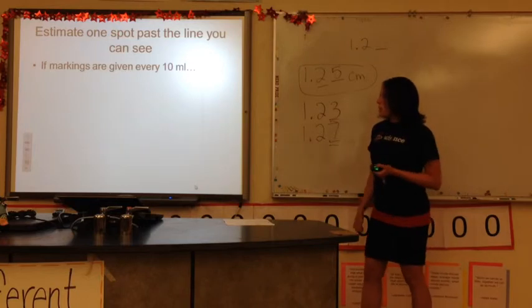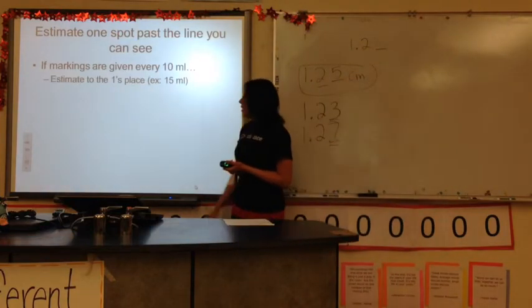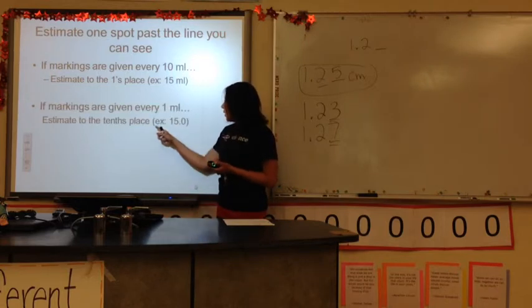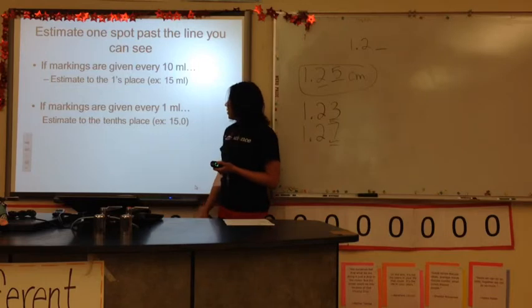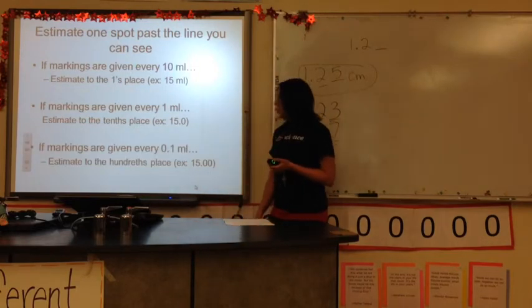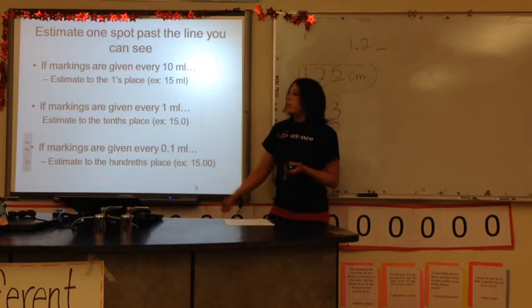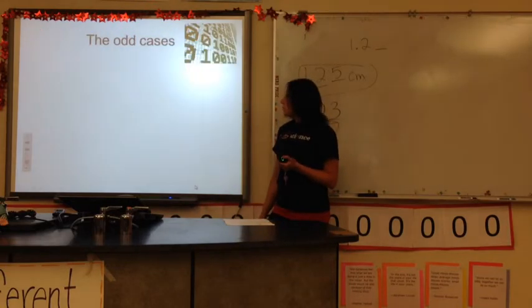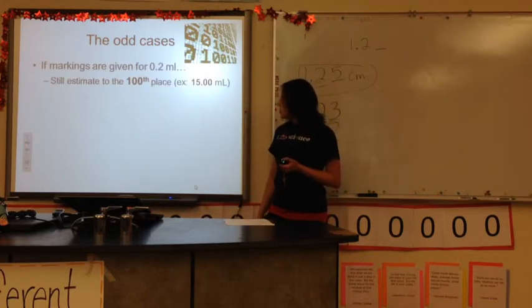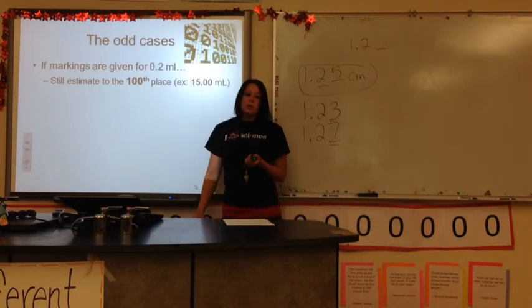If markings are given every 10 milliliters, then you estimate to the 1's place. If readings are given every 1 milliliter, you estimate to the 10th place. And if something is given every 0.1, you estimate to the 100th place. So that's kind of a nice big overview there. Okay, there are some odd cases. Sometimes our graduated cylinders, for example, read by the 0.2s. Still estimate to the 100th place for those.